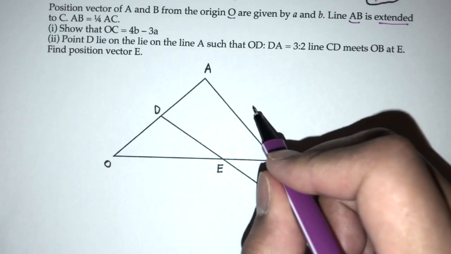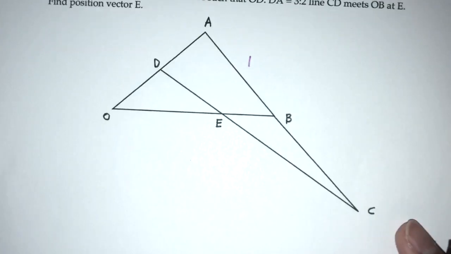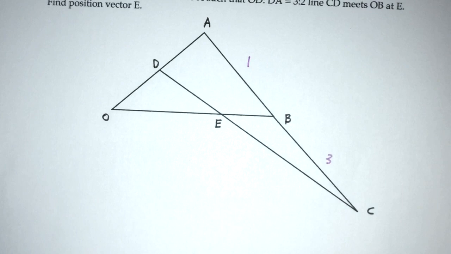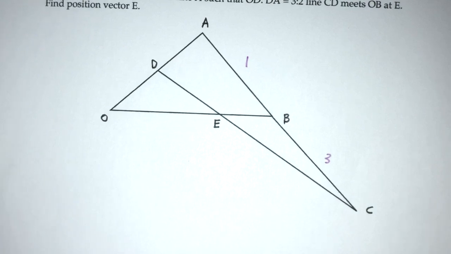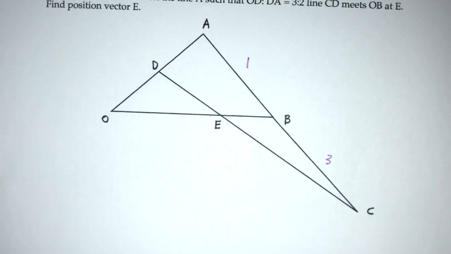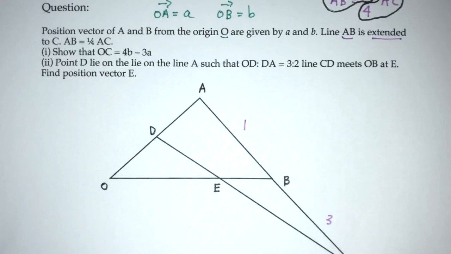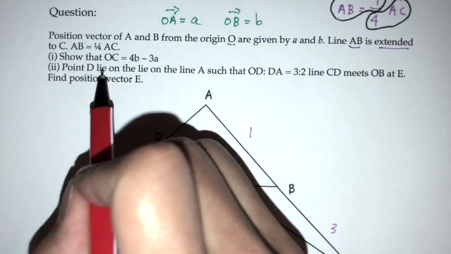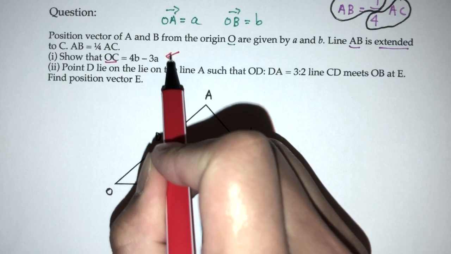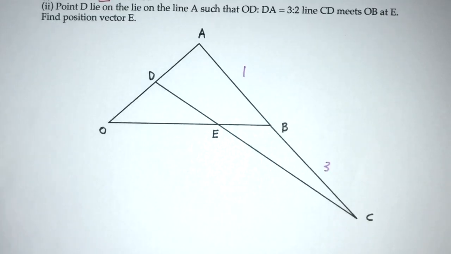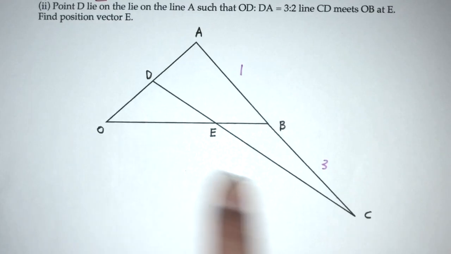So if this is 1, how much will be BC? BC has to be 3. So that's the logic behind breaking this down into two pieces. That's what we have for part 2 of the information. Now for part 1, we have to show OC has to be this value. So let's find OC. OC is O moving to C.